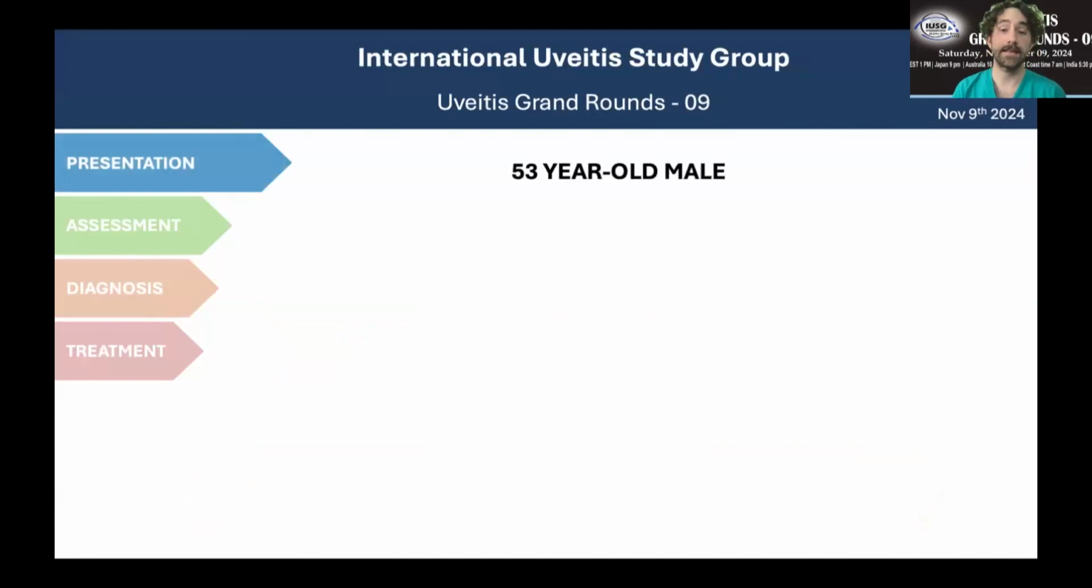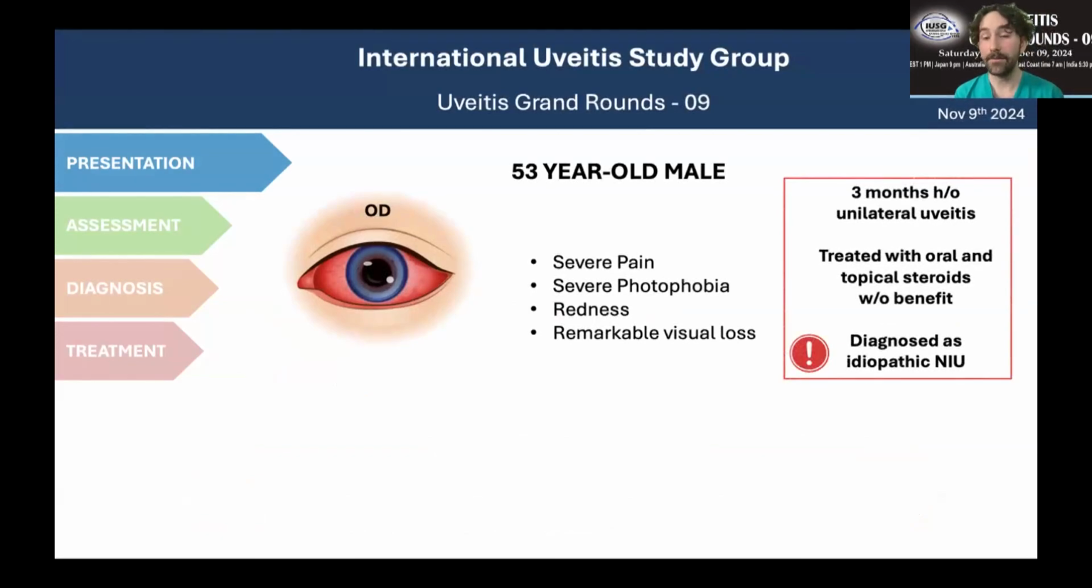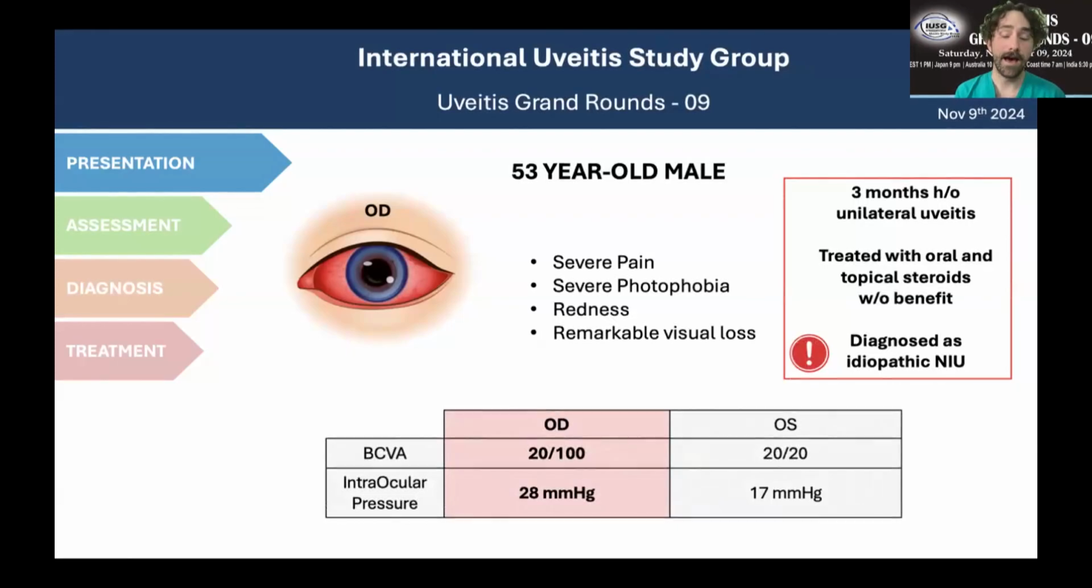In the second clinical case, we have a 53-year-old male presenting with severe pain and photophobia, redness, and remarkable visual loss in his right eye. But unlike the previous case, he had a 3-month history of unilateral uveitis that was treated with oral and topical steroids without benefit, and it was diagnosed as idiopathic non-infectious uveitis. The visual acuity in the right eye was 20/100, the pressure was 28, while the findings in the left eye were within normal limits.